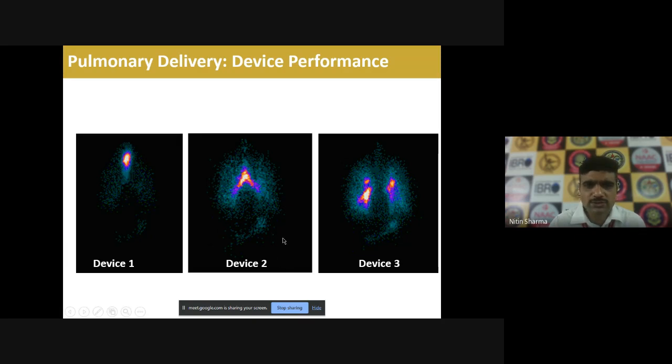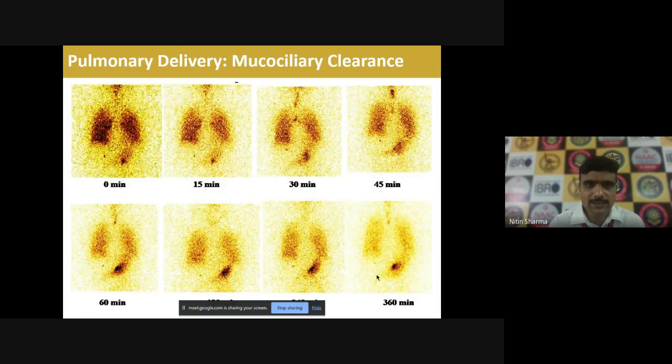In case of device two, some portion of the drug is reaching the lungs, but still some drug is at the esophagus. But the device three performance is extraordinary. The majority portion is reaching my desired site. So this is again the beauty of this application.